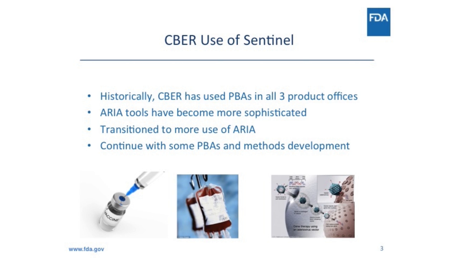And I did want to just mention, in case you're not familiar with CBER, we oversee three major product areas: the prophylactic vaccines, blood and blood products, as well as cellular and gene therapies.